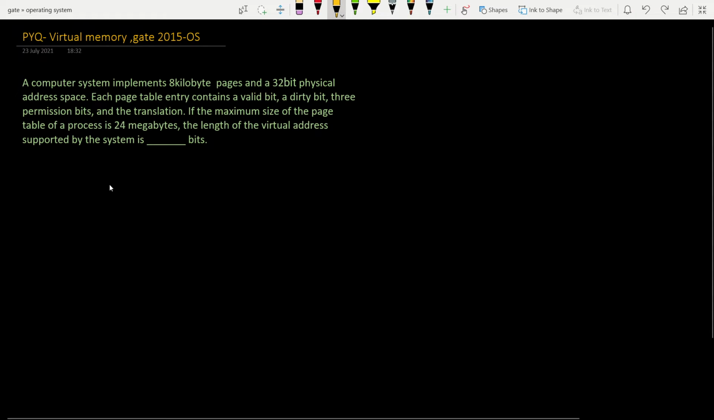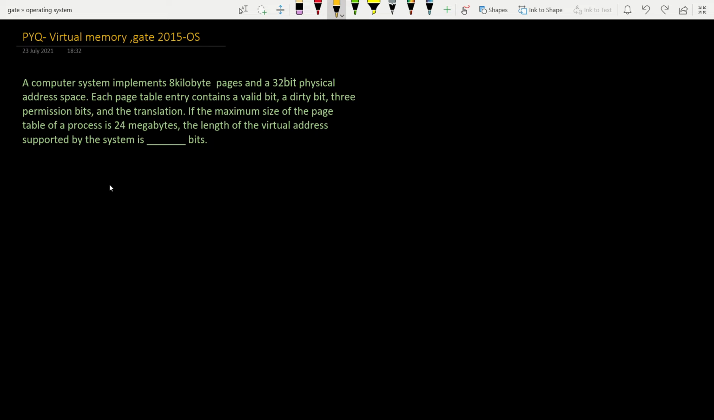So hello all. Today we are going to solve a very important question of GATE Operating System which came in 2015, and it involves the concept of virtual memory and address translation. Before we go into the question, let us briefly understand this concept of address translation from virtual to physical.